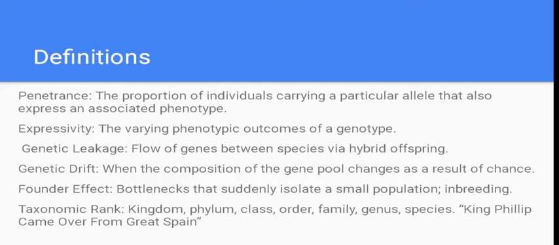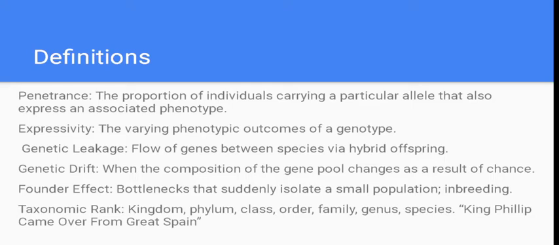An example of genetic drift could be a huge hurricane that hit this part of a town, and there's a lot of animals there, and a lot of animals died. That was a part of chance. That hurricane happened because of Mother Nature, and that changed the gene pool drastically because there's barely any survivors. Founder effect is basically when a bottleneck suddenly happens, it isolates a small population, and then they start interbreeding pretty much. There's no one else.